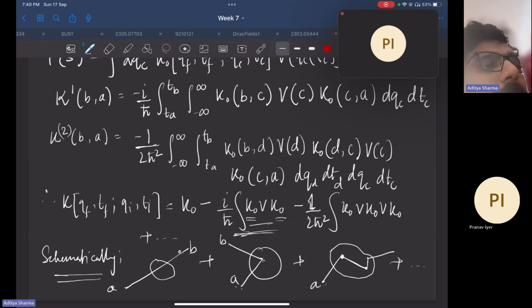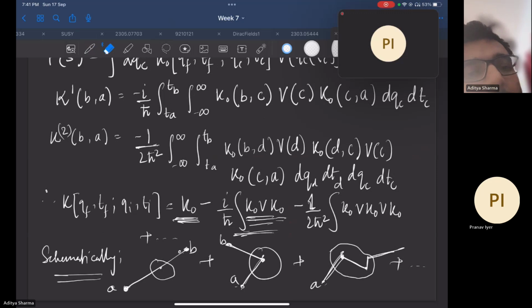And schematically, you can think of this term as a particle comes from an initial point A, goes to the final point B. There is no interaction in between from the potential. This term is thought of like that. The interaction is once. That is why we have given a zigzag line. For this, the interaction is twice. Once, the free particle went inside, interaction, scattered, interacted again, scattered, and then came out.